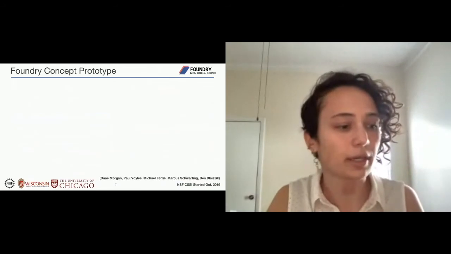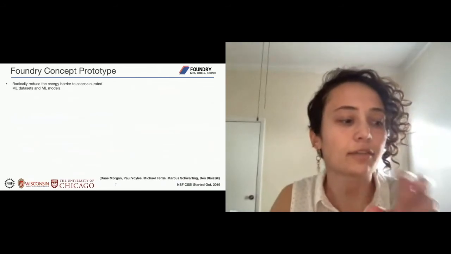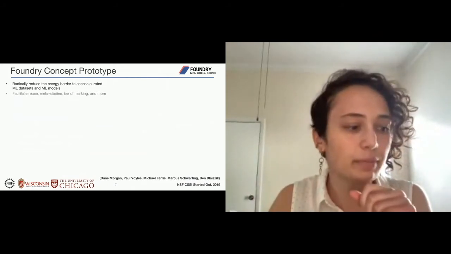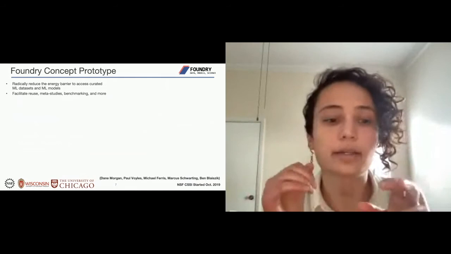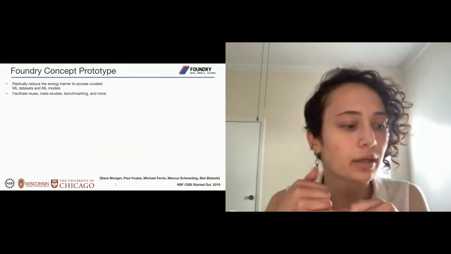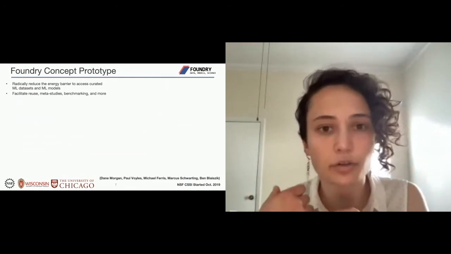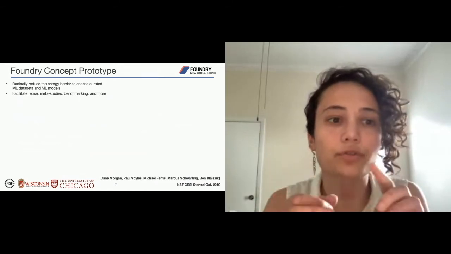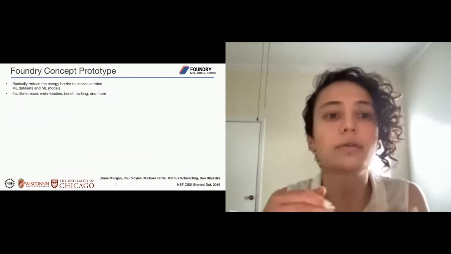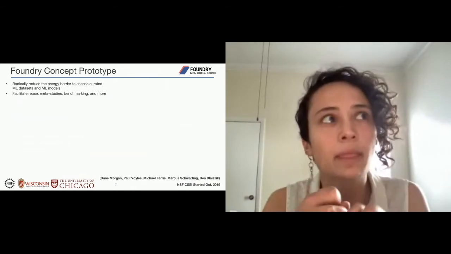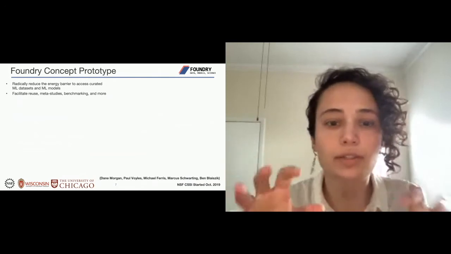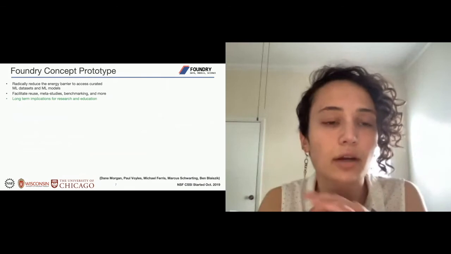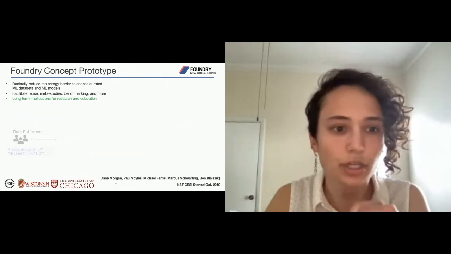And then similarly, in addition to models, we wanted to create access to FAIR data sets that you could couple with the models. So we created Foundry, and Foundry builds upon DLHub to make it even easier to incorporate machine learning into scientific research. So Foundry facilitates the reuse of data and models. We think it'll help with meta studies. It allows you to benchmark different models against each other and do similar things like that. And we feel that this has long-term implications for research and education.